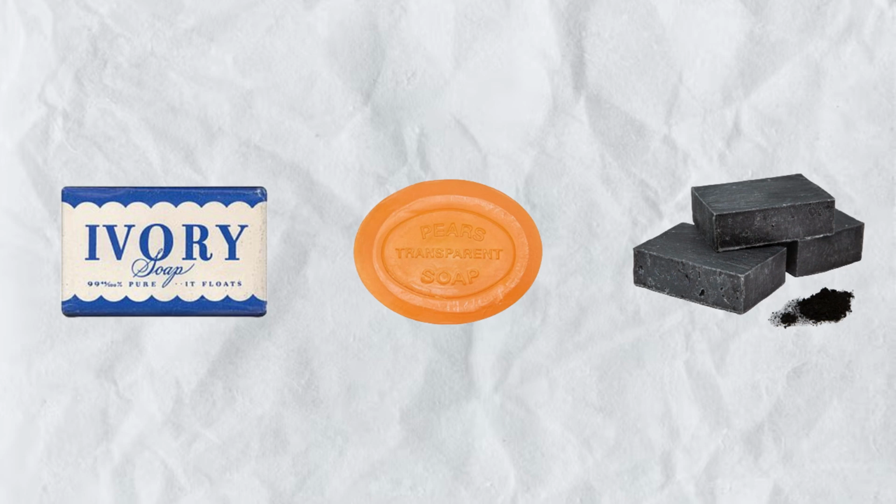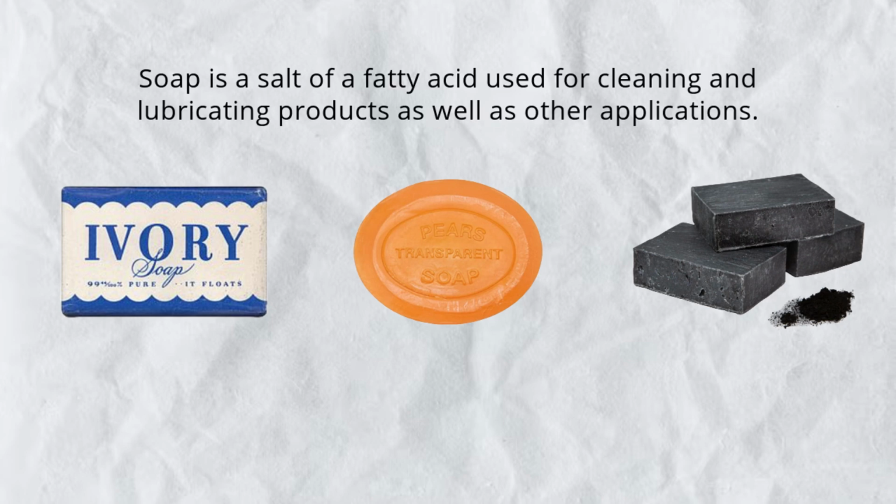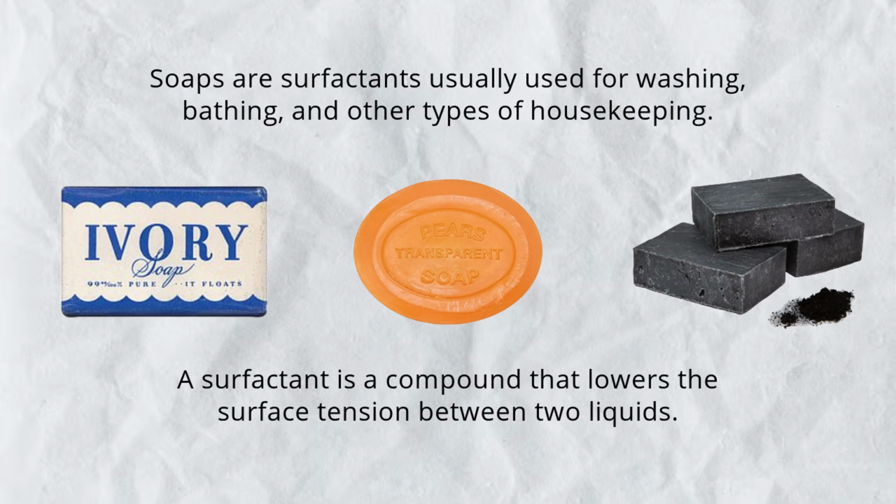Soap is used to wash many things and it is a salt of a fatty acid. Generally, solid soap is the sodium salt of a fatty acid. Soaps are surfactants usually used for washing, bathing, and other types of housekeeping. A surfactant is a compound that lowers the surface tension between two liquids.